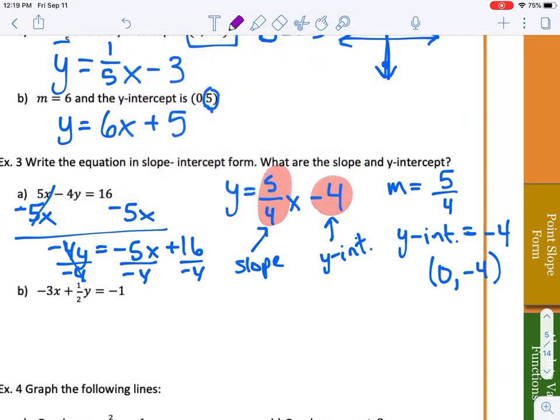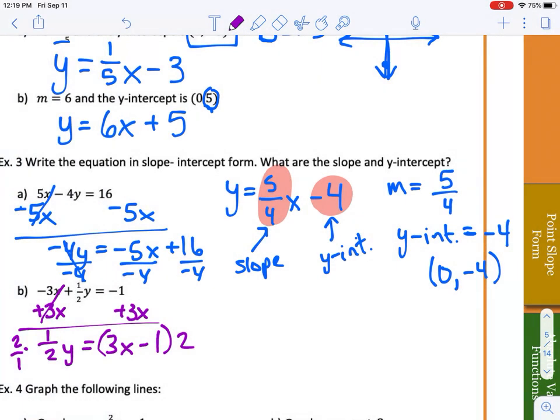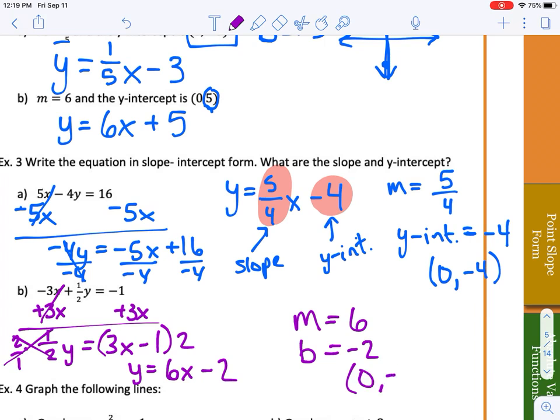This next one, we're going to do the same way. We're going to get y by itself, so we add 3x to both sides. So we have half y equals 3x minus 1. To get the half to go away, we can't really divide fractions, but we can multiply by the reciprocal. So multiply by 2 on both sides. So we get y equals, and then distribute the 2 through, 6x minus 2. So our slope m is 6. Our y-intercept b is negative 2, which we can also write as 0, negative 2.